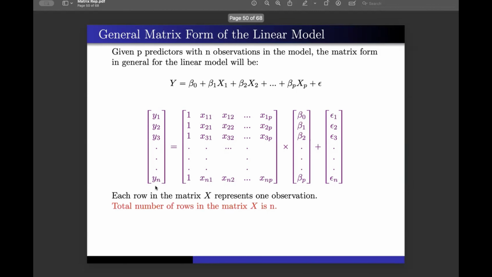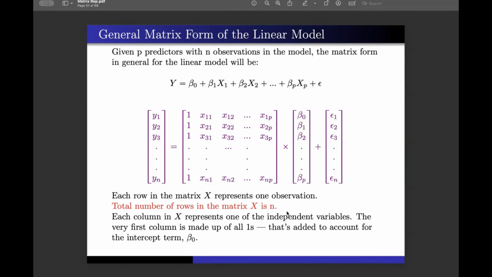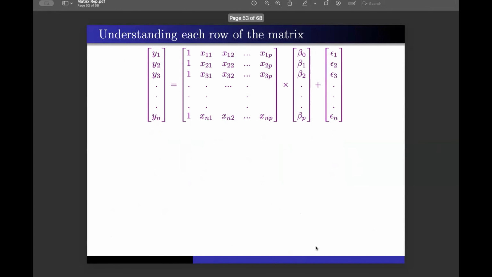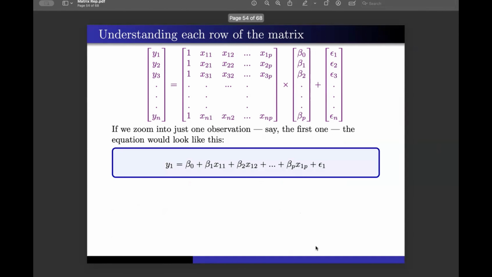X matrix, total number of rows is n, because each row in the matrix X again represents one observation, and each column in X represents one of the independent variables. The very first column is made of all ones. That's added to account for the intercept term. So the total number of columns in the X matrix is p plus 1.